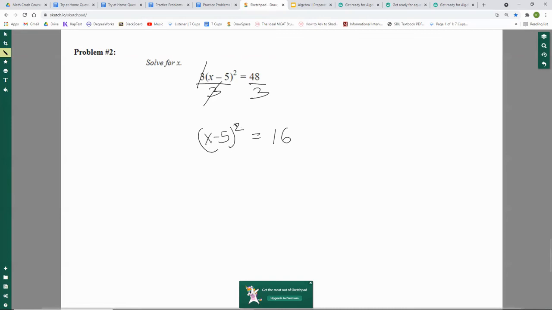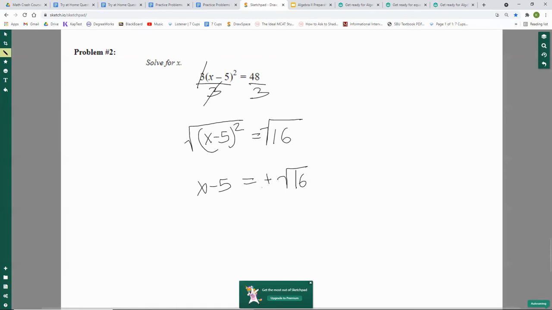What we can do to get rid of this exponent is use a radical. Keep in mind, we are introducing this radical now. It's not a principal square root value, and we have to be aware of that. This radical can get rid of the squared, and we have a square root of 16 left over.